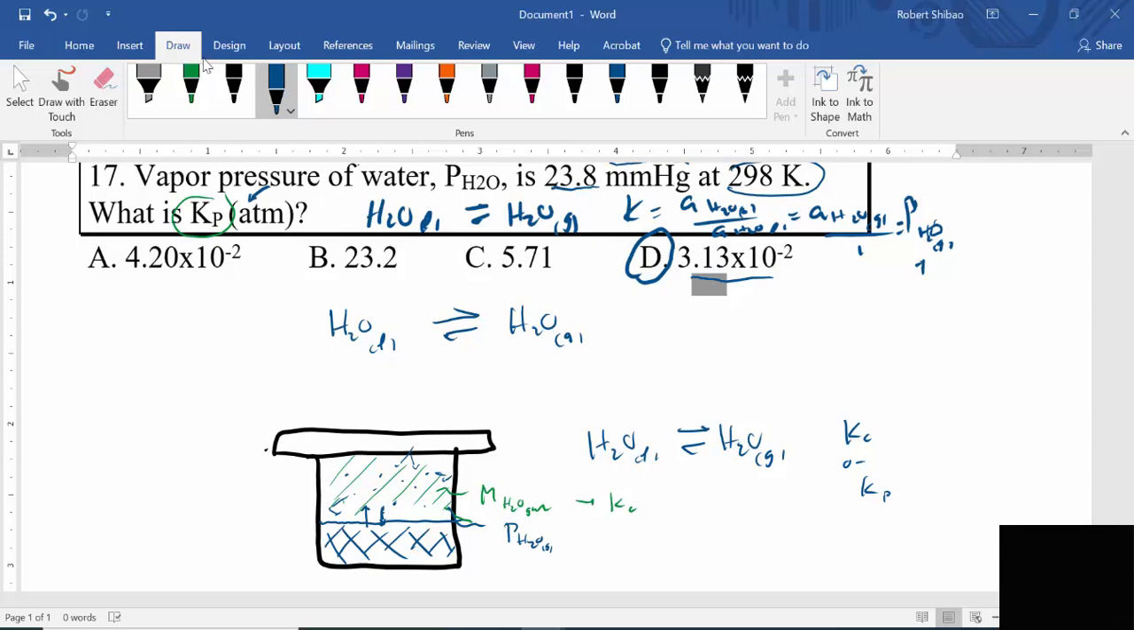And they tell us the partial pressure because at 25 degrees C, the pressure is 23.8 millimeters of mercury. So Kp is equal to the activity of H2O gas divided by the activity of H2O liquid. Activity of H2O liquid is 1, so this is just equal to the activity of H2O gas, which is just equal to the pressure of H2O gas. So they give us the pressure of H2O gas is 23.8.